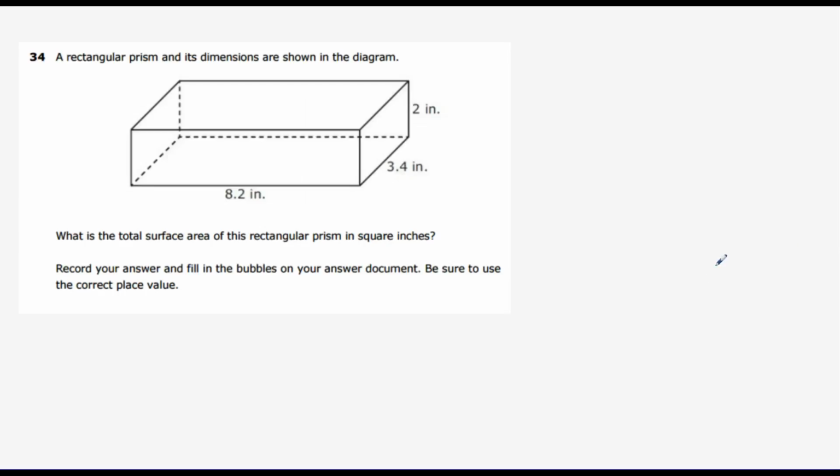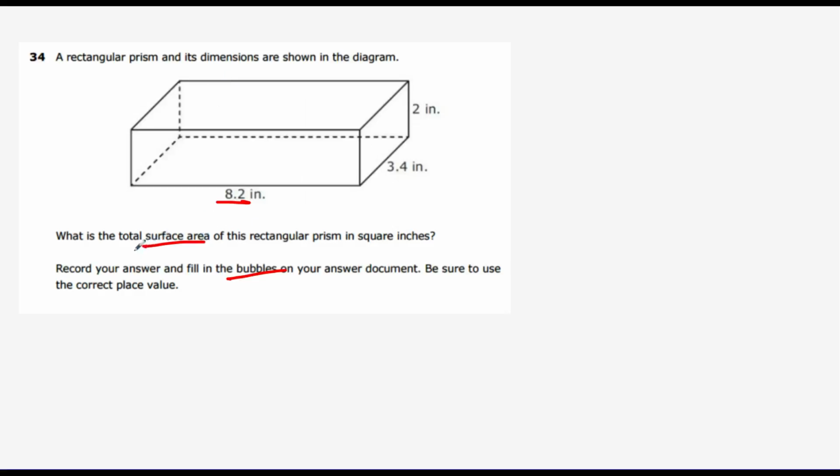Alright, 34. The rectangular prism's dimensions are shown in the diagram. What's the total surface area of the rectangular prism in square inches? Place your answer in the bubbles. So it's surface area with decimals and bubbles, right? This is like the STAR test saying, guess what? We don't want you to get this question right. This is a big old combination of stuff that 8th graders are not good at. But that's okay, because we're here to work on this together.